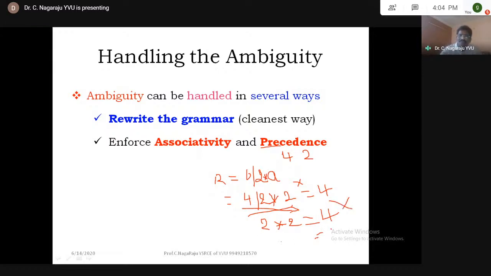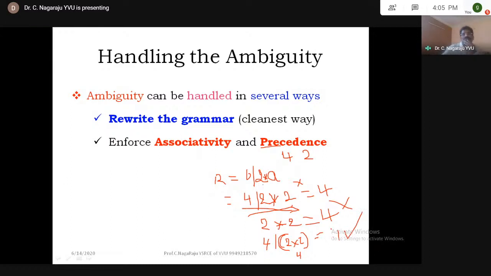So how do we eliminate this? We can write 4 by, within brackets, 2 into 2. When you use 2 into 2 in brackets, the highest priority is given to the parentheses. So 2 into 2 means 4 is calculated first. After that 4 by 4 is equal to 1. Then this is the correct answer.